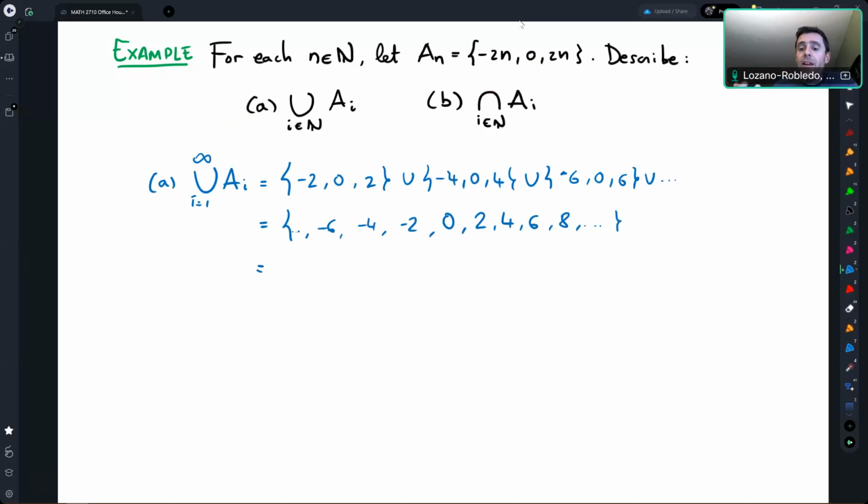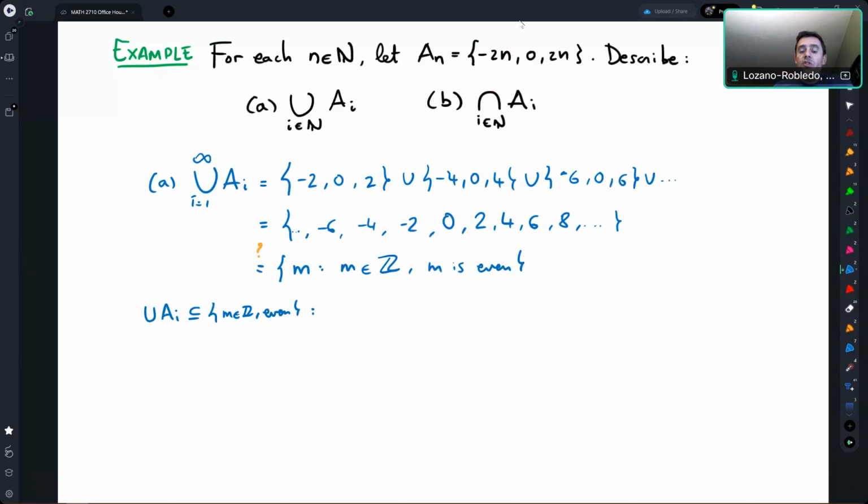How do I write that in set theory notation? I would write this in set builder notation: the set of m's, where m is an integer and such that m is even. And we can prove that that is actually true. We're going to prove that using inclusion. To prove that two sets are equal, each one has to be contained in the other. First, we're going to prove that the union is contained in those integers that are even.